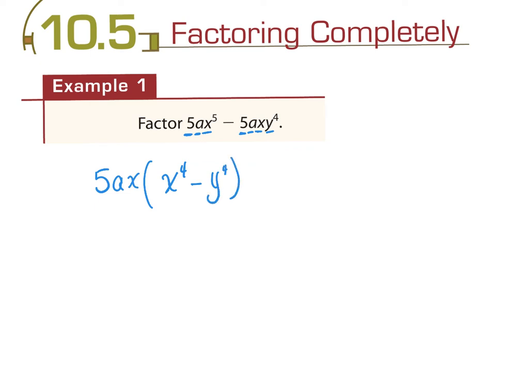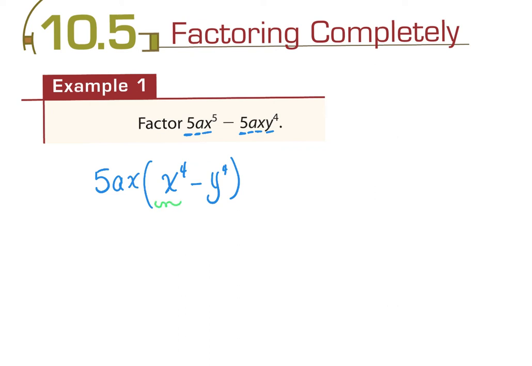Now, often people will say, okay, I am done. But you are not finished here because you have a subtraction and you have 2 variables that both have even exponents. So you have a special case, don't you? You can take the square root of each of them.